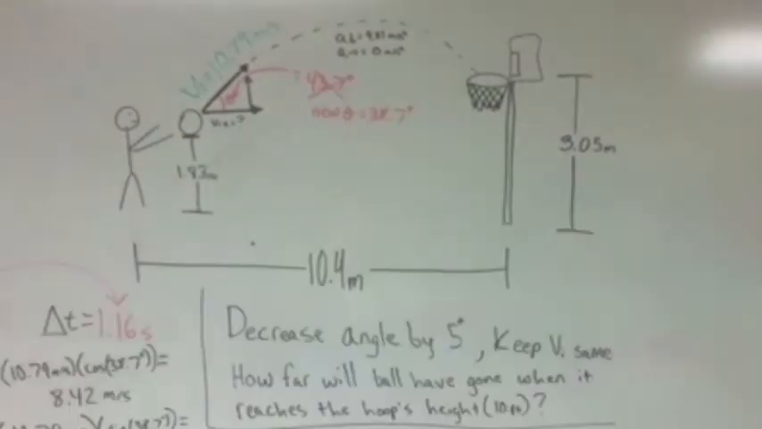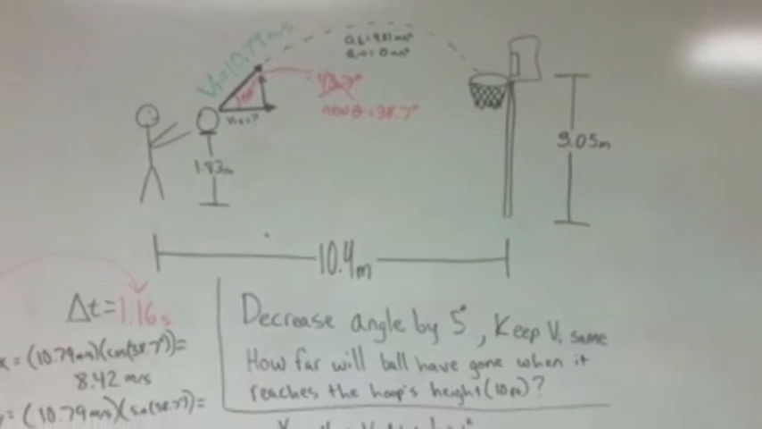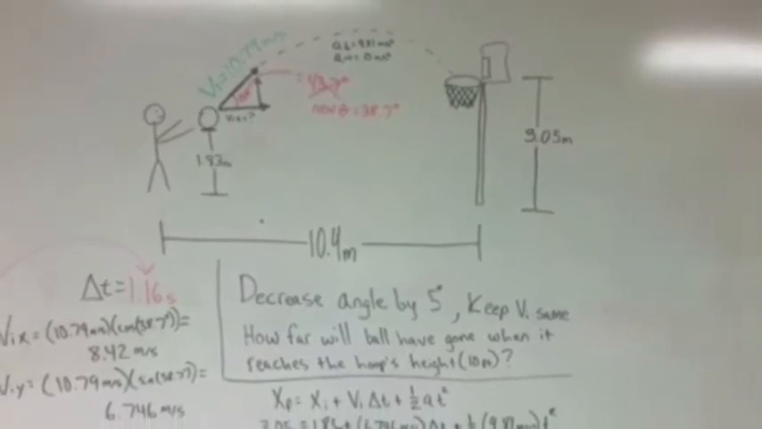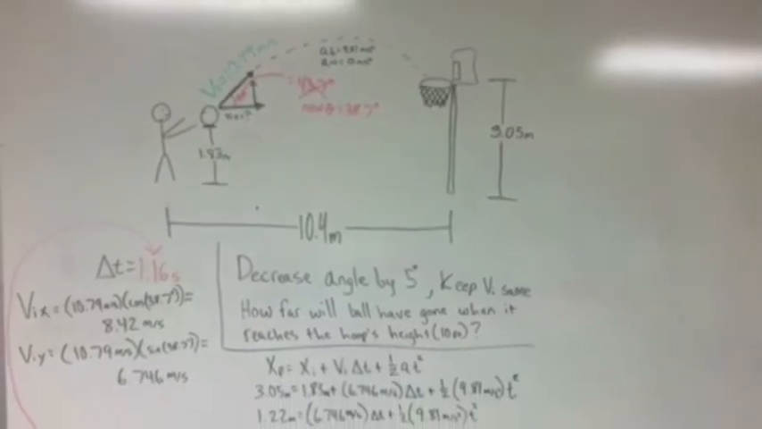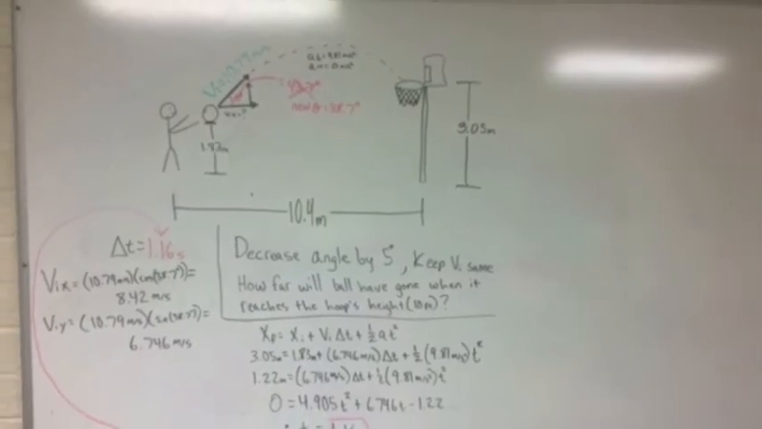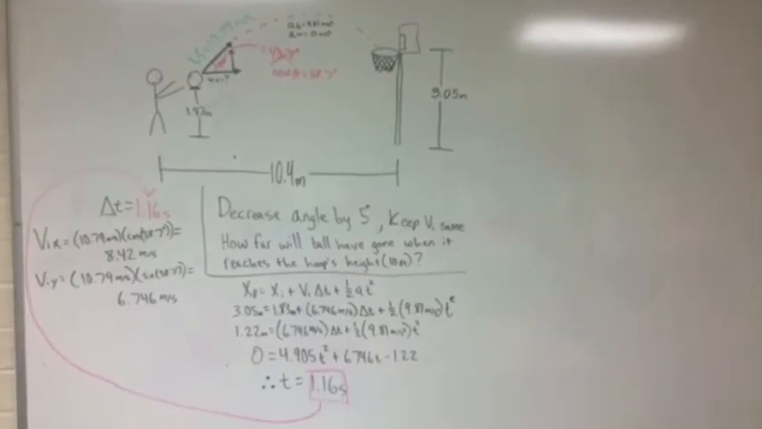We want to see how precise you need to be to make this basket. Therefore, we decreased the angle by 5 degrees and kept initial velocity the same. We're going to look to see how close the ball will come to the basket when it reaches a height of 10 feet. The change in angle changed both of our velocity components, as seen on the left.